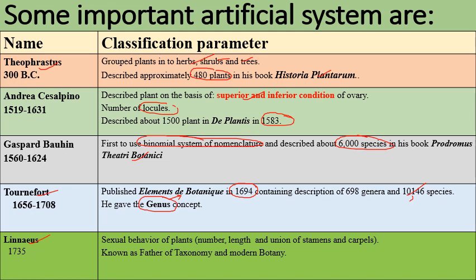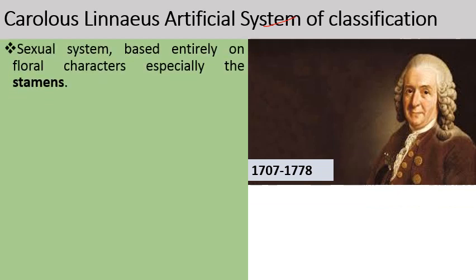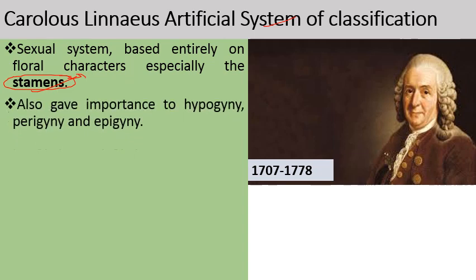Then comes Linnaeus. He observed the sexual behavior of plants, that is mainly the number, length, union of stamens and carpels, and is known as father of taxonomy and modern botany. तो इन्हें father of taxonomy भी कहा जाता है. So Carolus Linnaeus artificial system of classification. Sexual system that is based entirely on floral characters, especially the stamens. So जो basic foundation है इस classification की वो stamens के ऊपर है. He also gave importance to hypogyny, perigyny and epigyny, that is the position of ovary in respect to thalamus or floral parts, and used binomial nomenclature.